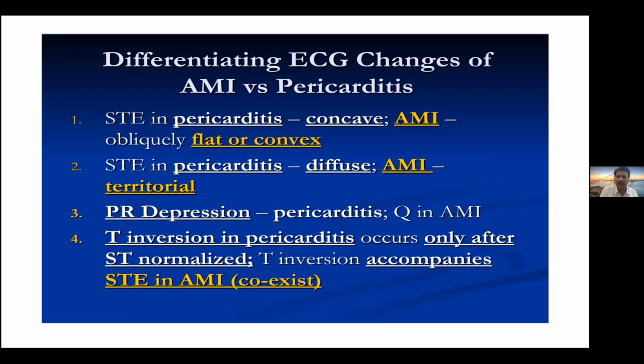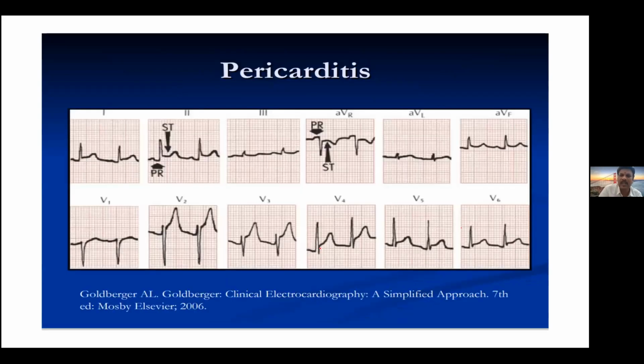Whereas in acute MI, you don't have anything in the PR segment, unless there is an atrial infarct, which can cause a PR segment elevation. In acute MI, ST elevation is followed by T wave inversion, which is a rapid evolution. Whereas in pericarditis, after the settling of the ST segment, only then T wave inversion happens.